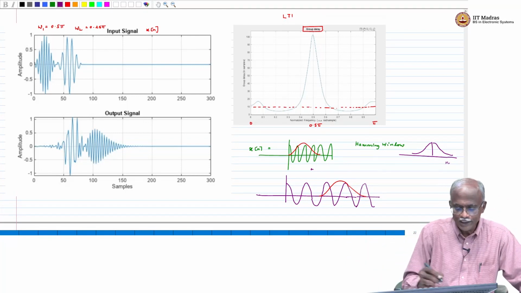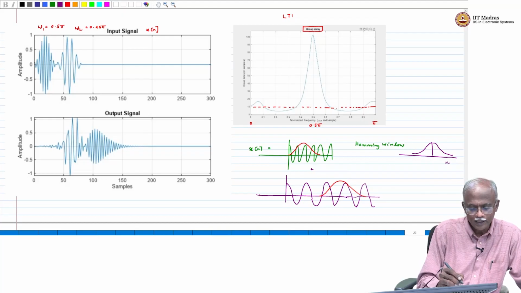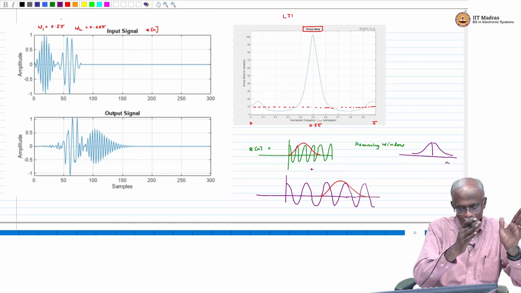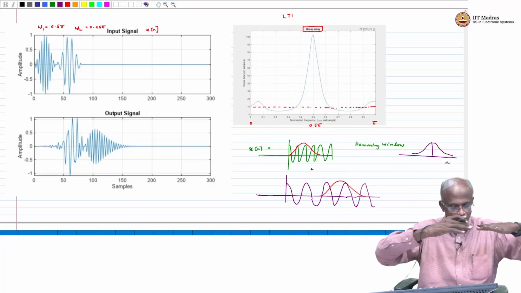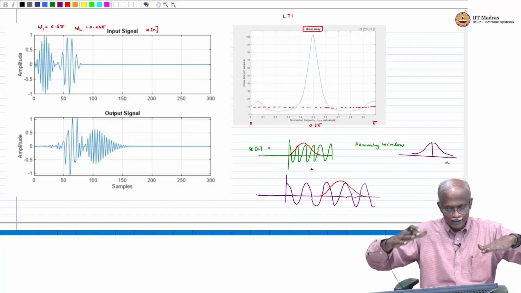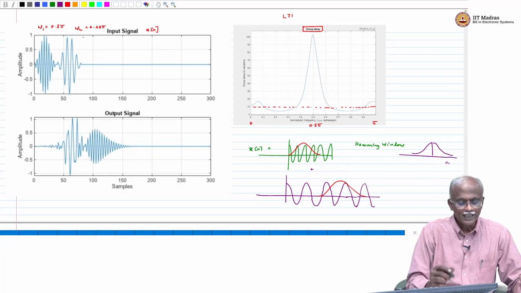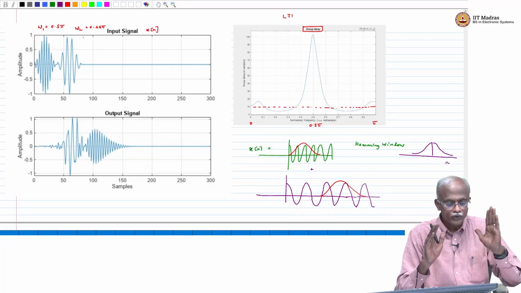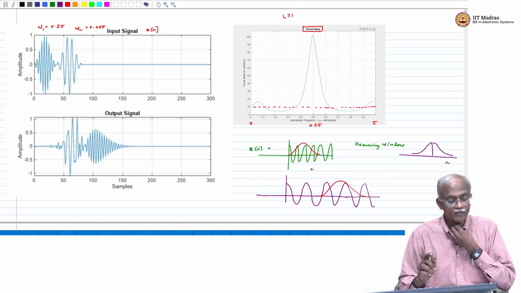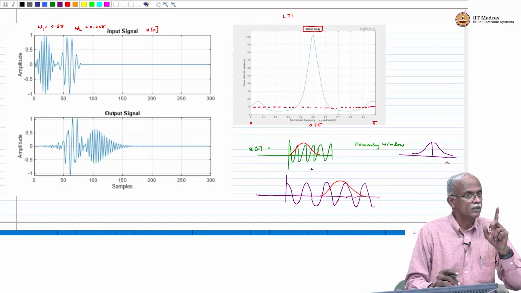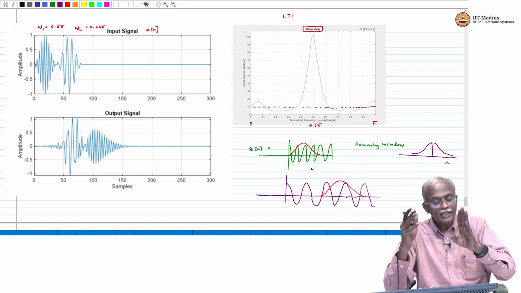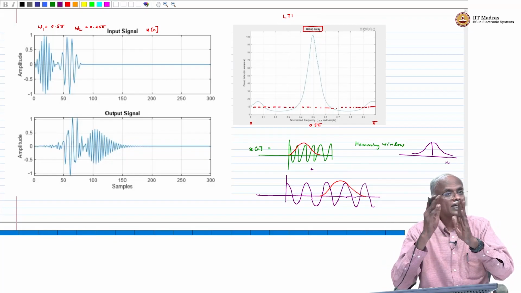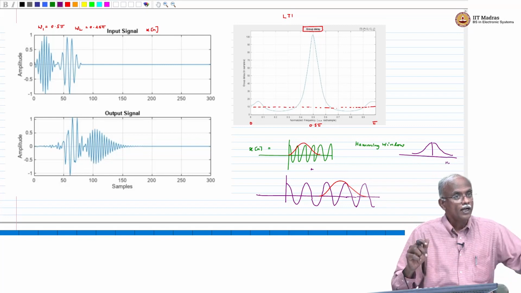So the combination of these two is here. This is the omega 0.5 pi frequency sinusoid. You can see the effect of the window. It starts with a small value, increases, comes down. Similarly, you see the other. Now, which of these two signals is occurring first? The high frequency one is occurring first, followed by the low frequency. The low frequency is happening later.